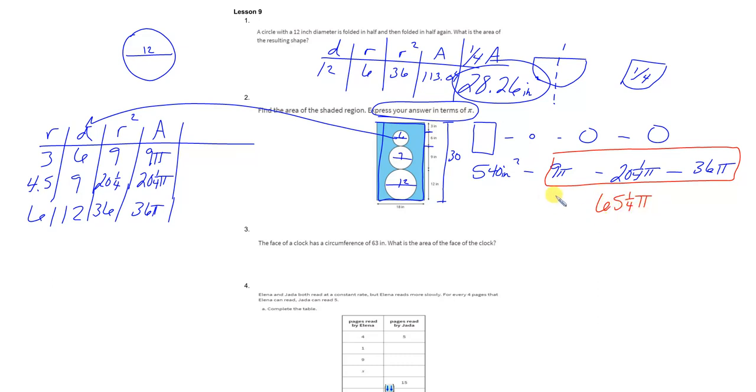When we combine them all together, we take it away from 540. And this is actually the best we can do for our answer. We can't subtract these until we've plugged in pi. So there's our answer. In terms of pi, that is the area of that shape in inches squared. And that's number 2.